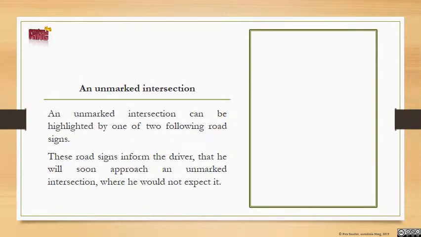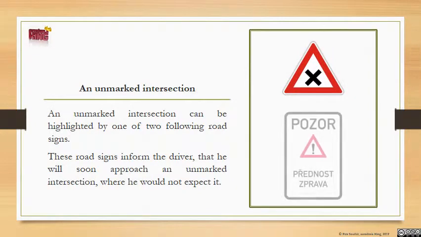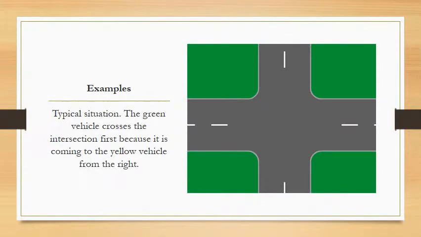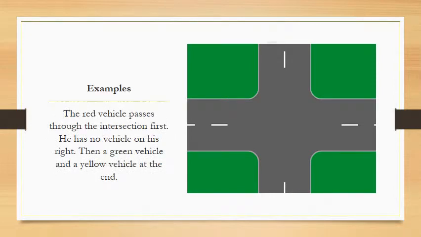An unmarked intersection can be highlighted by one of two following road signs. These road signs inform the driver that he will soon approach an unmarked intersection where he would not expect it. Typical situation. The green vehicle crosses the intersection first because it is coming to the yellow vehicle from the right. The red vehicle passes through the intersection first. He has no vehicle on his right. Then the green vehicle and the yellow vehicle at the end.